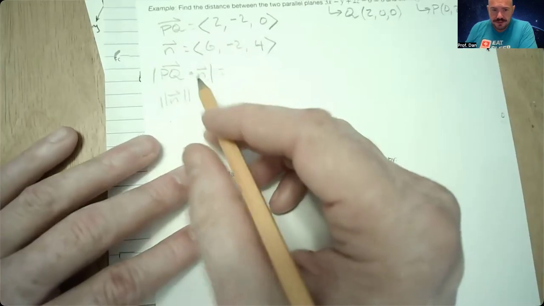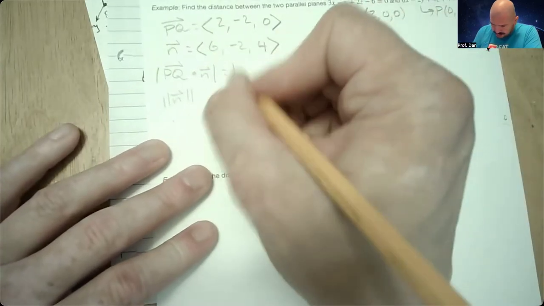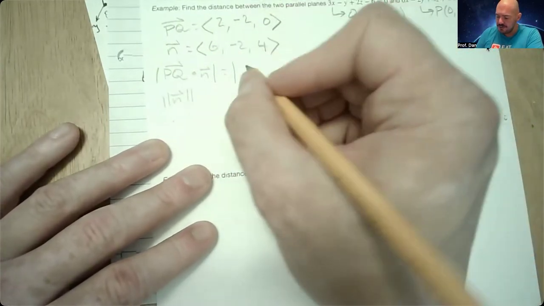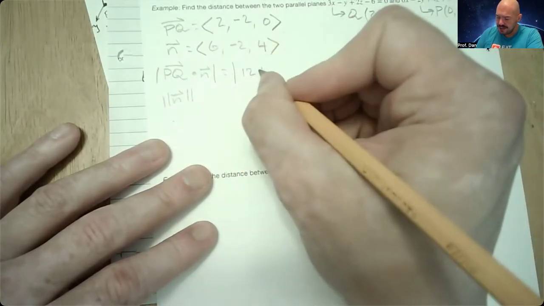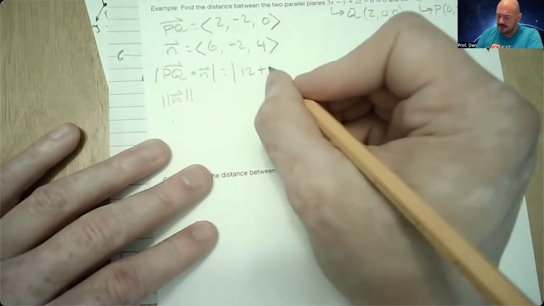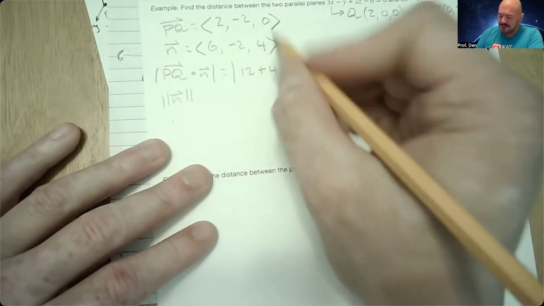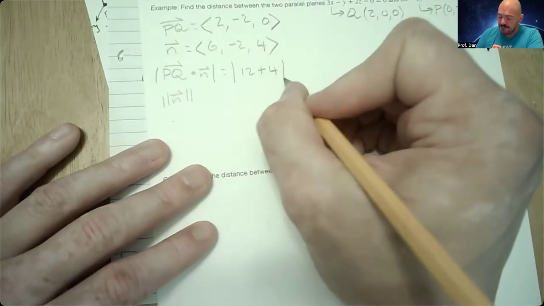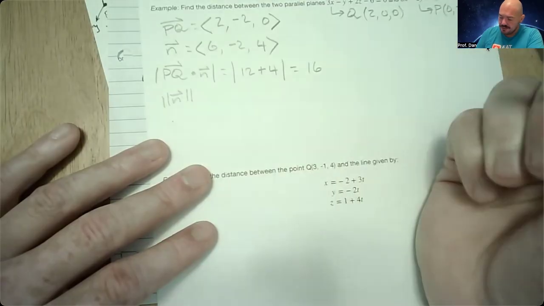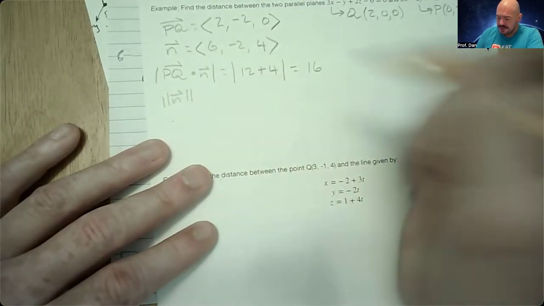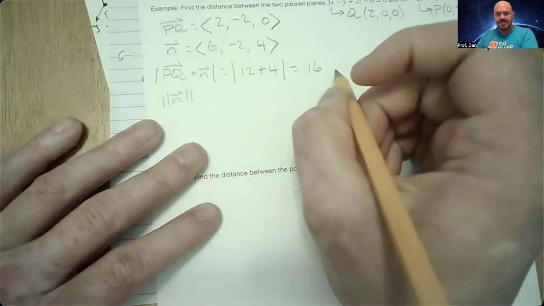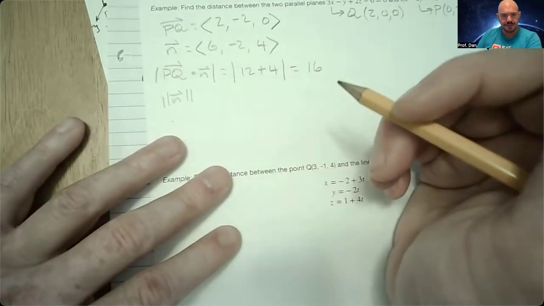So dot product, we've got 6 times 2, 12, plus negative 2 times negative 2, 4, plus 0 times 4, 0. So the dot product is going to be 16. Kind of funny that it worked out that way.